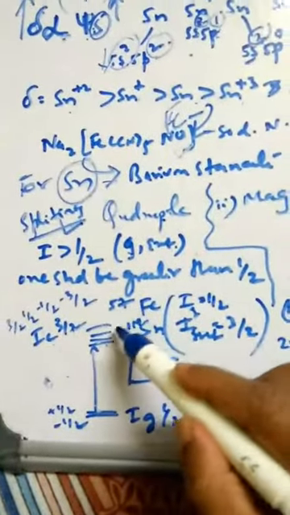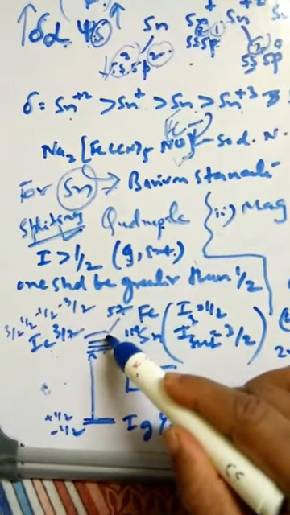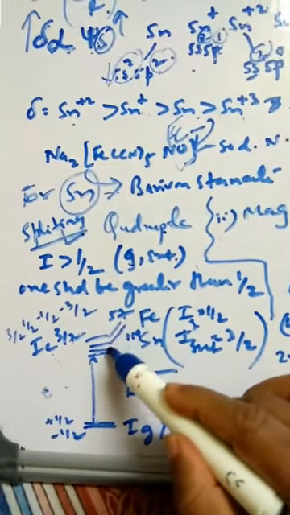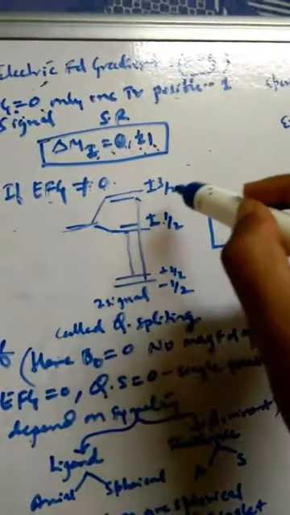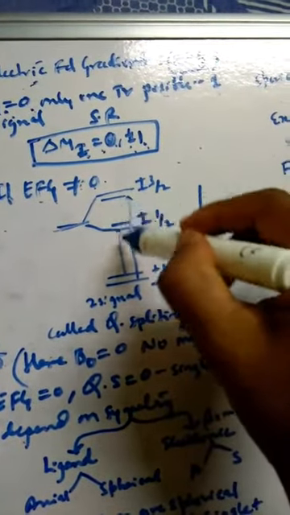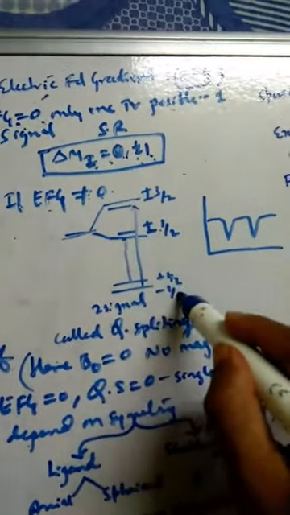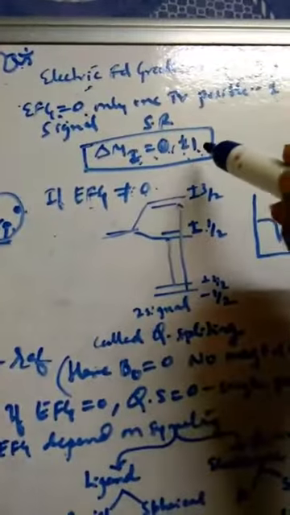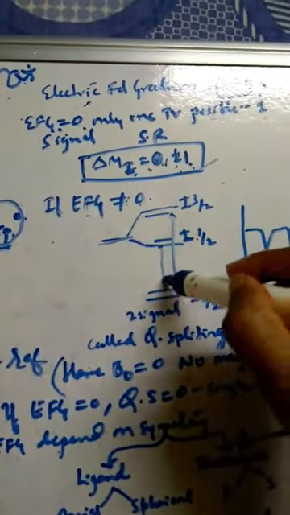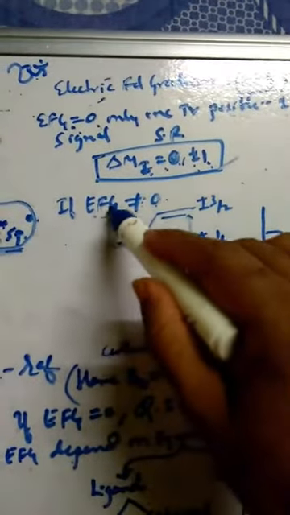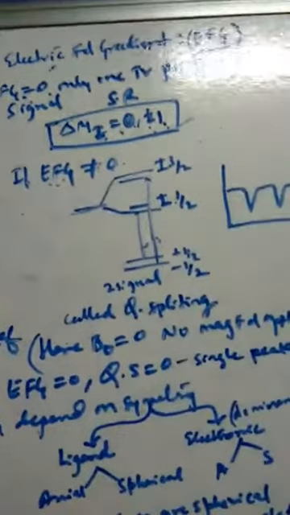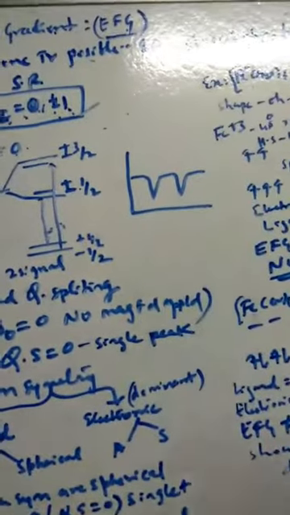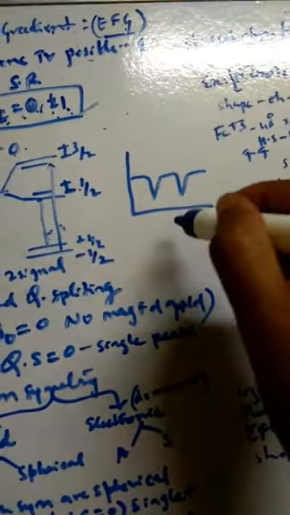The level further splits into plus 3/2, minus 3/2, plus half, minus half. They split into four, while the ground state remains the same, plus half, minus half. Now you can see the transitions with respect to the spin selection rule. We can see two peaks here. So when the electric field gradient is not equal to 0, we observe two peaks, like this.